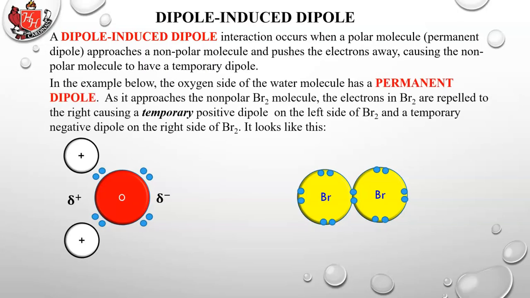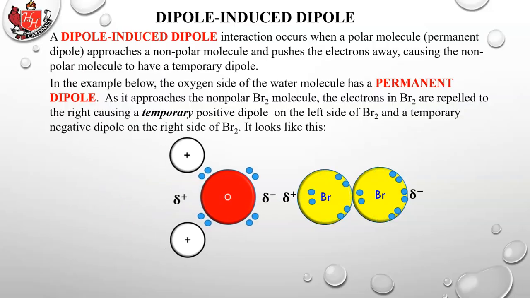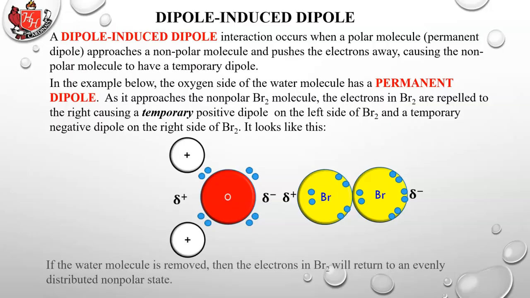In the example below, the oxygen side of the water molecule has a permanent dipole. Water is a permanent dipole, permanent positive-negative side. As it approaches the nonpolar bromine molecule, the electrons in the bromine are repelled to the right, causing a temporary positive dipole on the left side of the bromine and a temporary negative dipole on the right side of the bromine. So it looks like this. Here's the animation. And that pushes the electrons over to the right side. So if the water molecule is removed, then the electrons in the bromine will return to an evenly distributed nonpolar state.